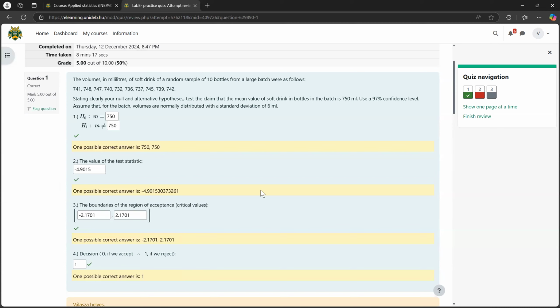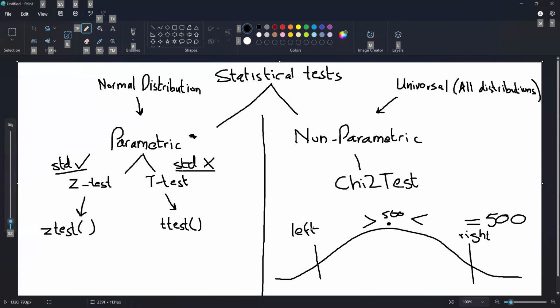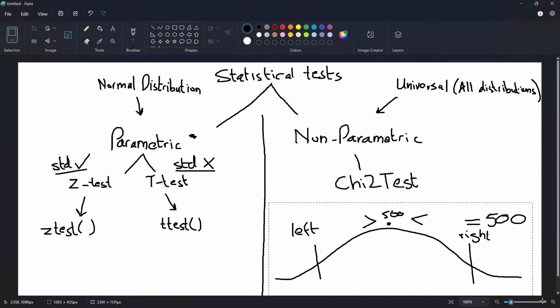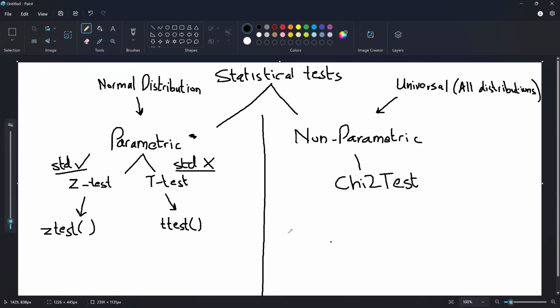Okay, so what is the difference between the z-test and the t-test? If you see here, if the standard deviation is given, we go for the z-test. If it is not given, we go for the t-test. And the critical value function for the z-test is normal inverse. For the t-test, it's t inverse. That's it.